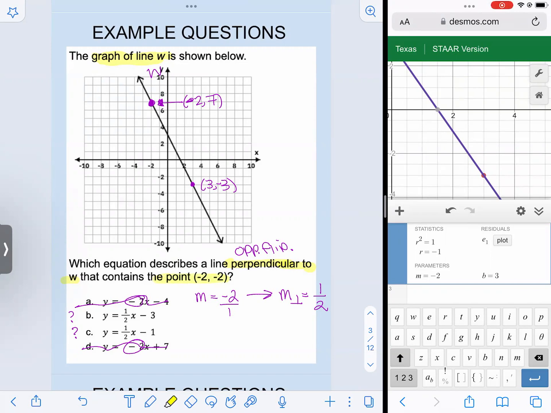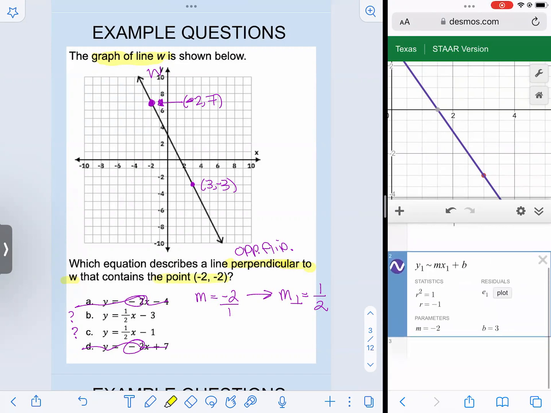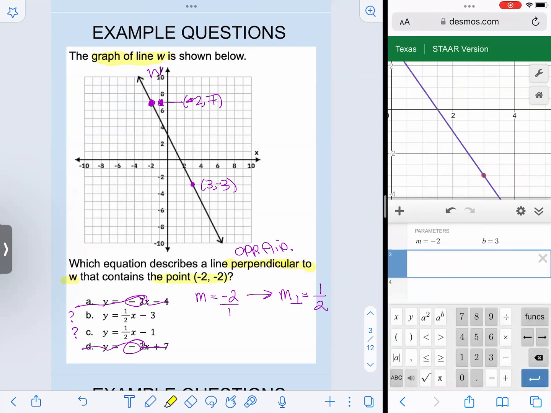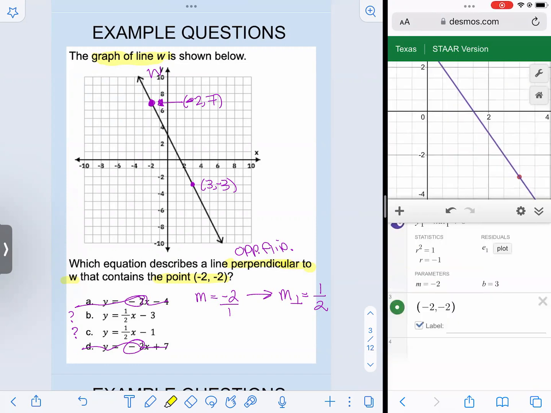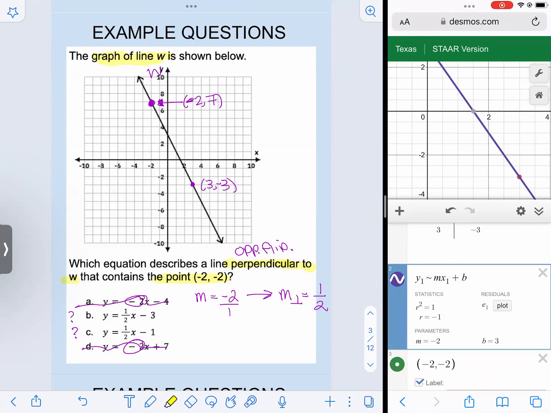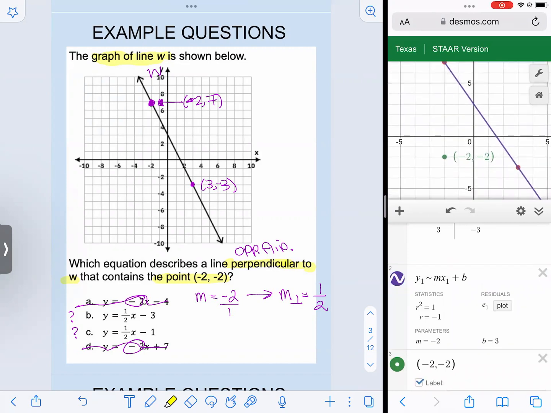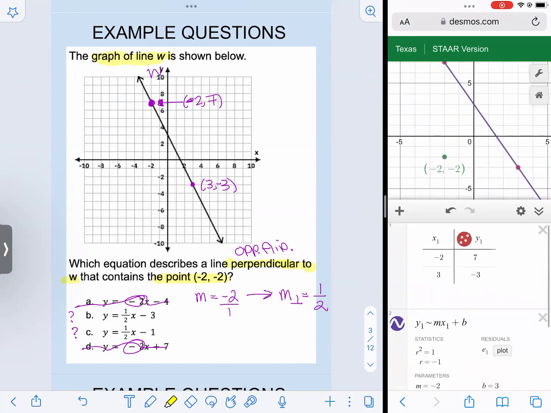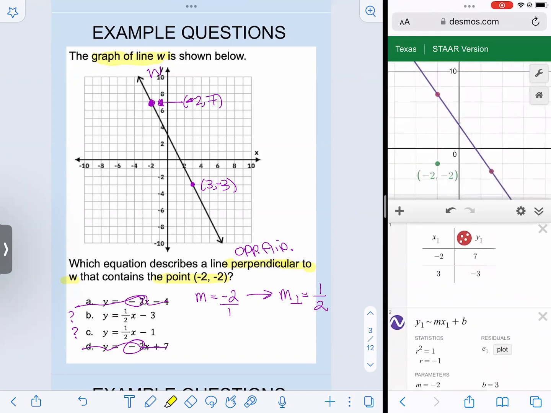Okay, so I'm in between B and C, which brings my second piece of information. Which one passes through the point -2, -2? So I can go to Desmos. I'm going to plot that point -2, -2. That's 3. We're going to hit label. This purple line is line W, by the way, that we have on Desmos over here. We want the line perpendicular that passes through this.